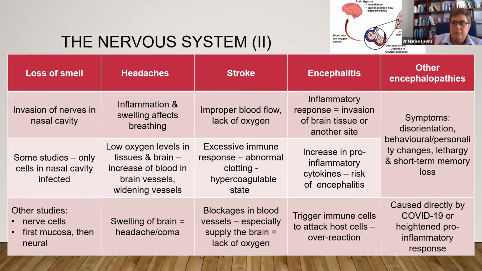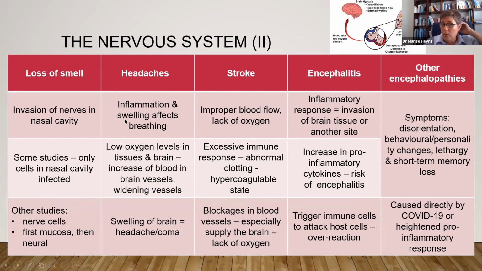So the nervous system is much more complicated than that. You've got loss of smell, and I've spoken about the virus entering the nerves. Now, there are some studies that say that the virus doesn't actually go into the nerve cells directly, but first goes into the mucous lining in between the cells and then enters the nerve cells.